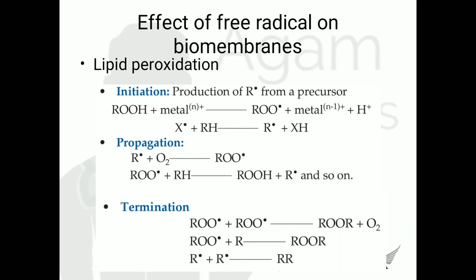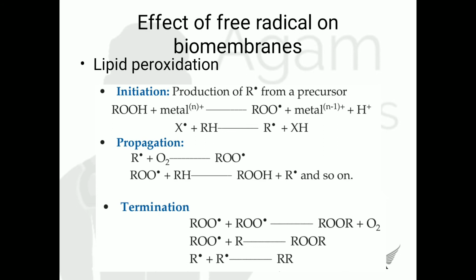Next, moving on to the effect of free radicals on biomembranes. What is their effect on biomembranes? They cause lipid peroxidation. Polyunsaturated fatty acids are present in the cell membrane and they are easily damaged or destroyed by peroxidation. We have three phases of lipid peroxidation: initiation phase, propagation phase, and termination phase.